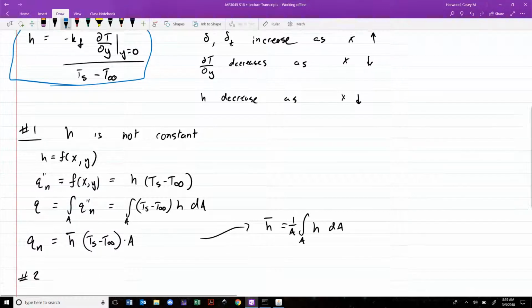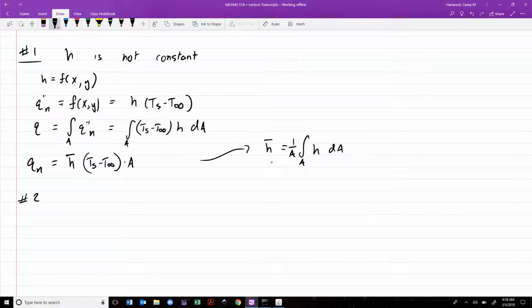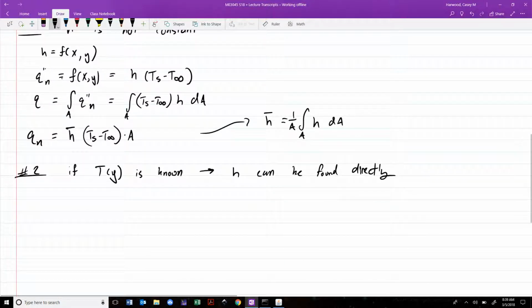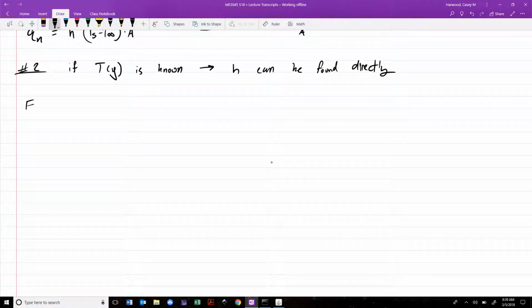So we're going to illustrate this through an example. If T as a function of y is known, h can be found directly. So, as an example, let's consider a case where we have airflow occurring past a flat plate, as I just said.